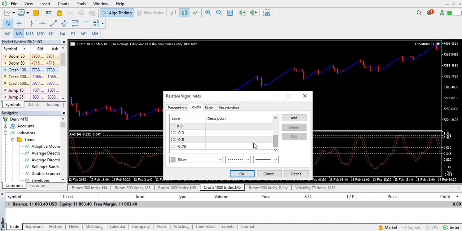But the only levels that we are using in this video for spike catching are 0.998, 0.900, which is 0.9, and 0.5 for crash. That is 0.500. So for crash, and for boom it is minus 0.5. That's minus 0.500 on boom.